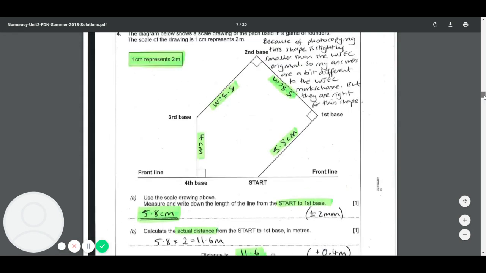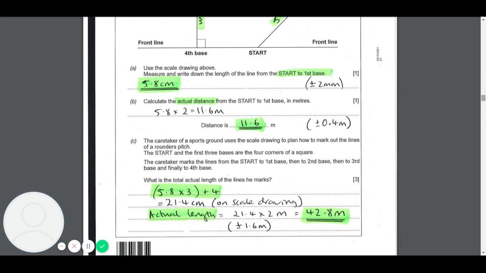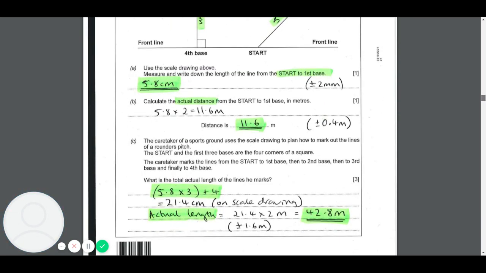So this is 3 corners of a square, so 5.8, 5.8, 5.8. Okay, and then we can measure the last one, and we get that it is 4 centimeters. Add them up, and then multiply it by 2, and you're going to get 42.8. And there's a tolerance again of 1.6 meters, which means you could be as low as 41.2 or as high as 44.4. So there's a bit of a tolerance there.